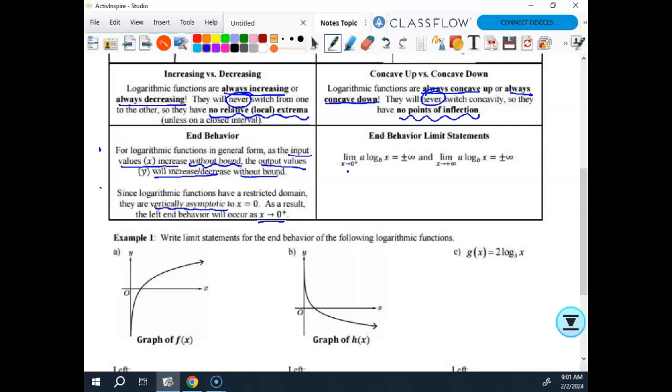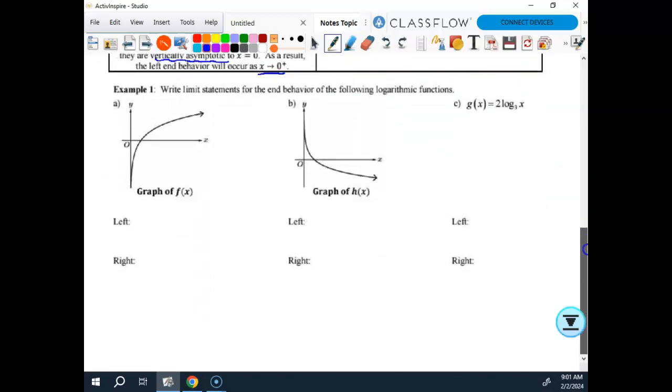All right, so let's write some limit statements. So here, my left-hand limit statement, this would be the limit as x approaches 0 from where? The right, that's why we put that positive sign, of f of x. And as we approach 0 from the right, what does the function approach? Negative infinity. Good.